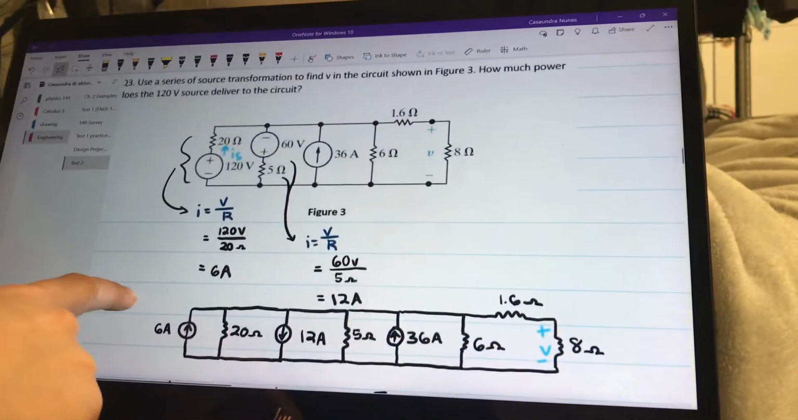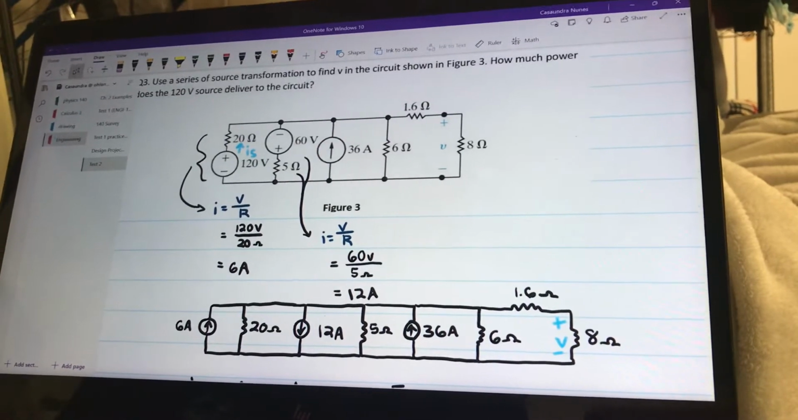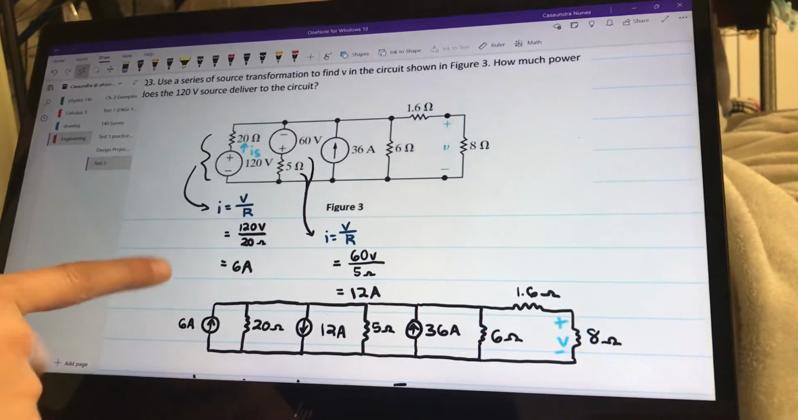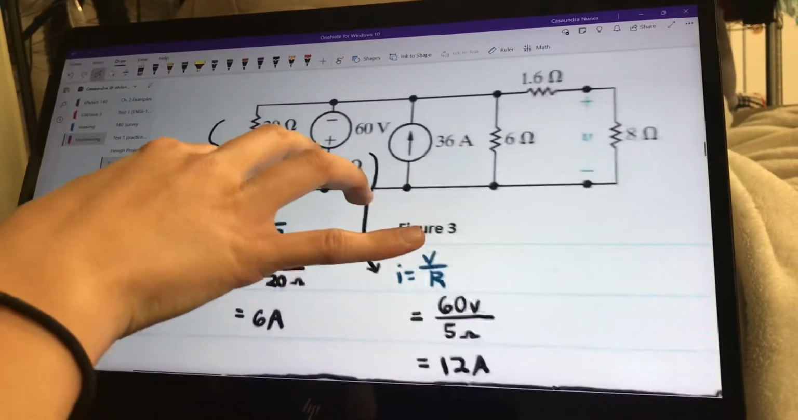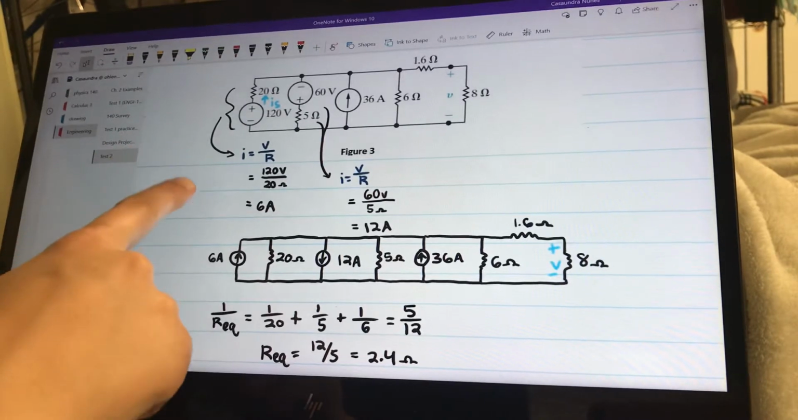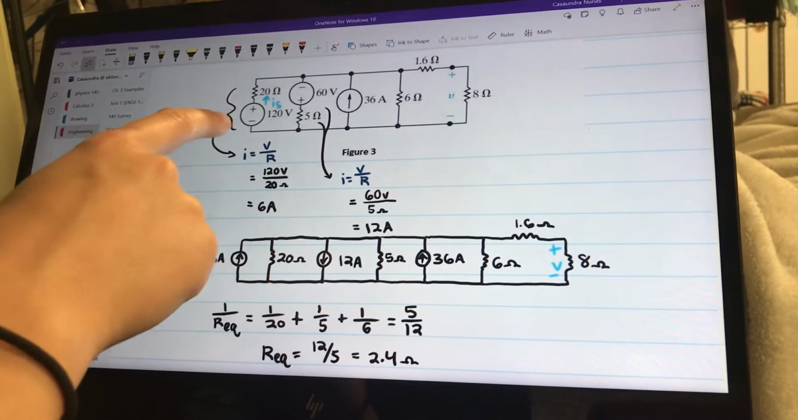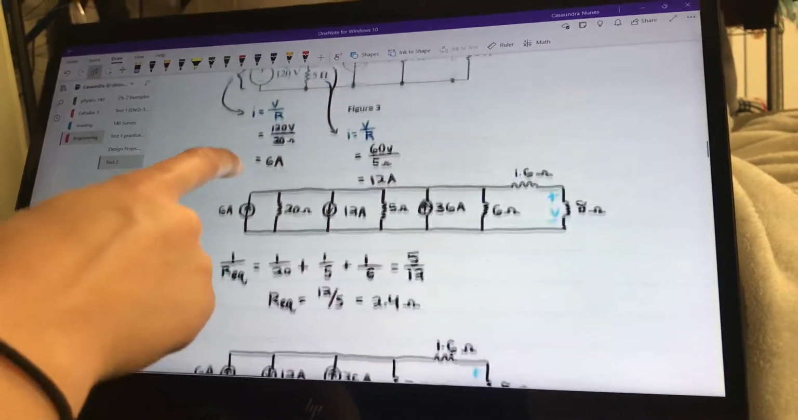Here for this problem we have to use source transformation to find V, and how much power does the 120 volt source deliver to the circuit. So the first thing that I did was label I source, which is coming from the 120 volt, and we'll find that later. But for now, I did a source transformation on this voltage source here and this one here and turned them into a current source.